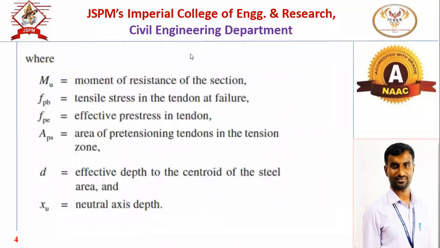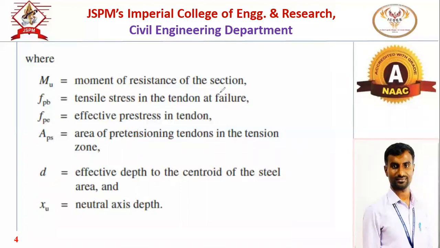Now for all those terms, MU is the moment of resistance. FPB is the tensile stress in the tendon at failure. And FP is the effective pre-stress in the tendon. APS is the area of the pre-tensioning tendon. D is the effective depth and XU is the depth of the neutral axis. So this particular formula we have to refer.